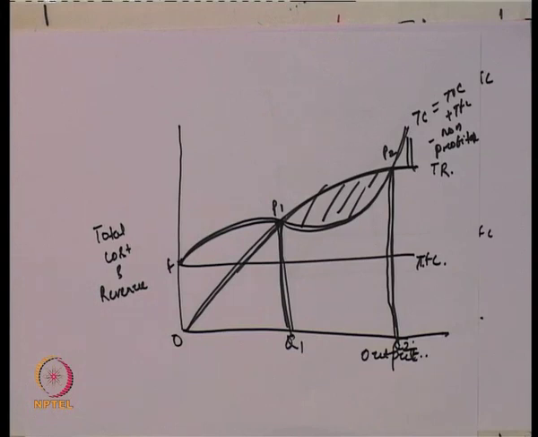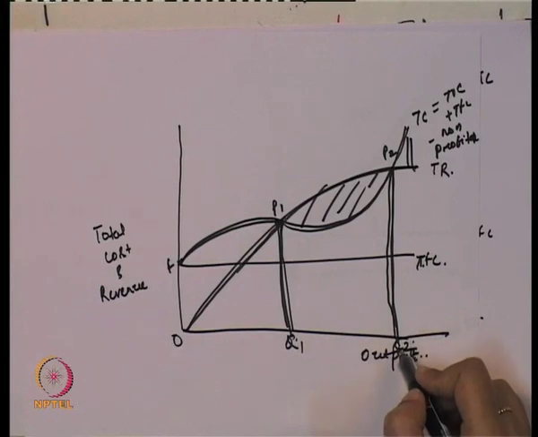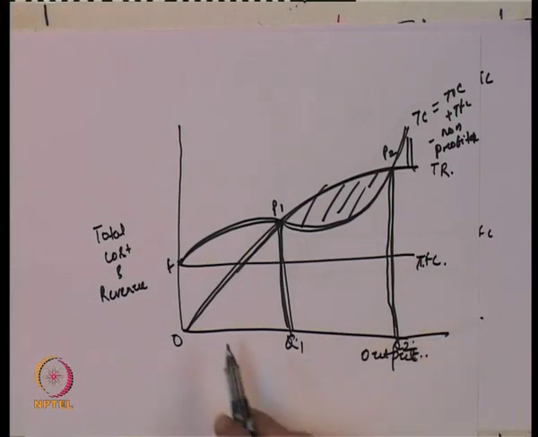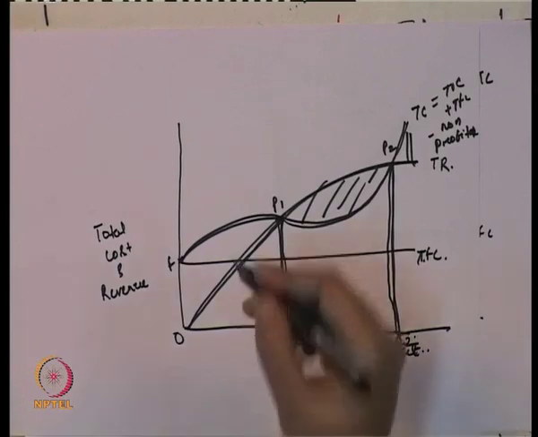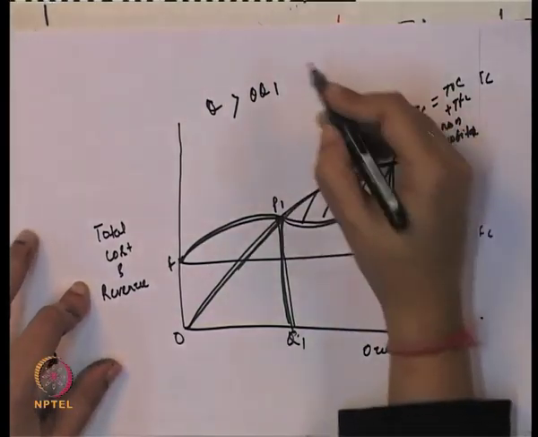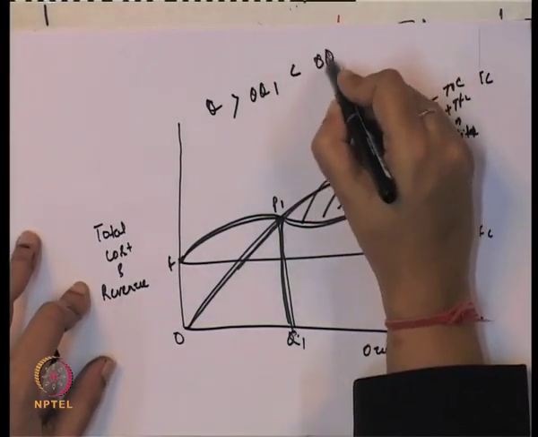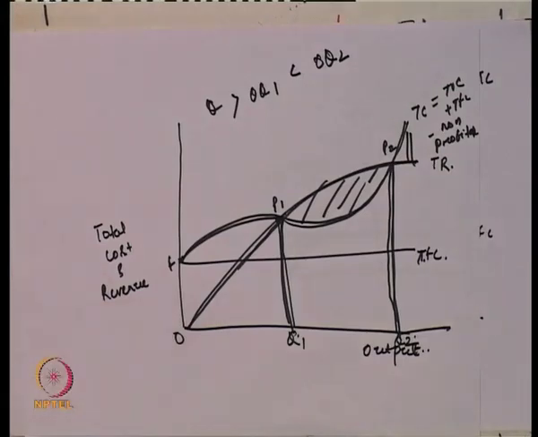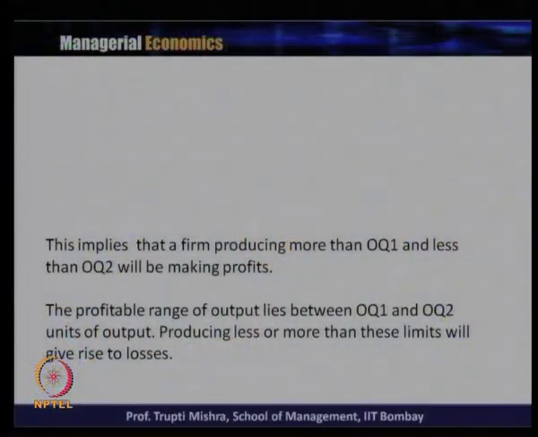So if the firm is producing more than OQ1 and less than OQ2, it is making a profit. The output level should be more than OQ1 and less than OQ2, then only the firm is making a profit, and producing less or more than these limits will give rise to losses.